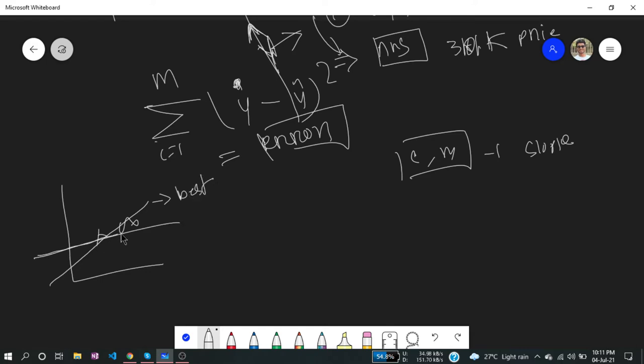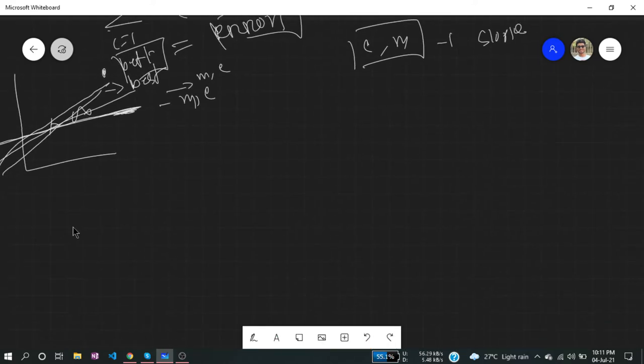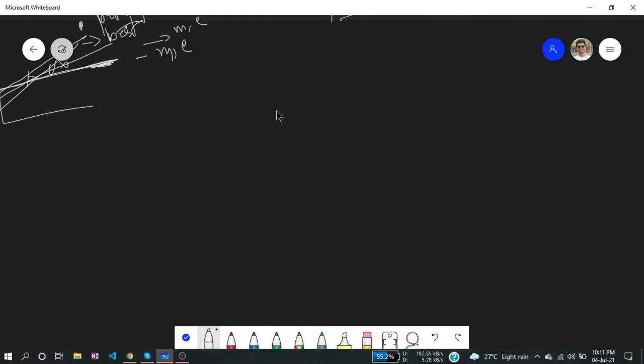Suppose in the initial condition your line was this. But after changing the M and C, your line might be that. Then again we will change the M and C, and your line might be that. At that point you can see this is your best fit line. Now let's discuss gradient descent, GD.